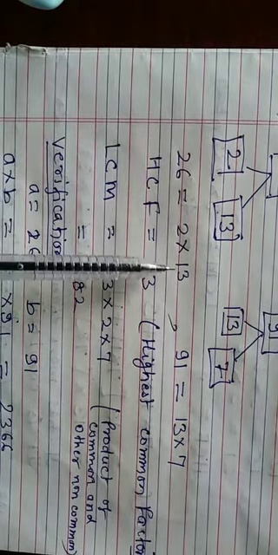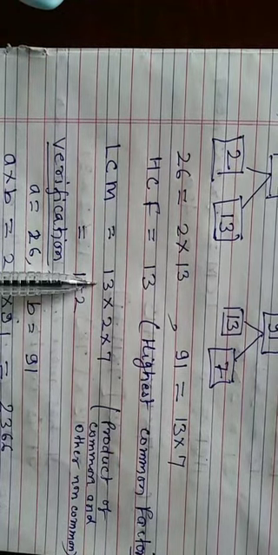Once again, for LCM, what is to be done? First you write the common highest one, and then those which are not common. 2 is not common, so I have written 2. 7 is not common, so I have written 7. So you just multiply all, and you will get the LCM.